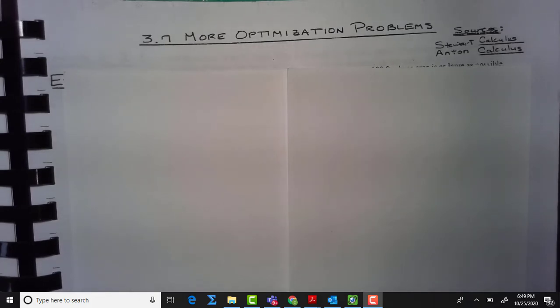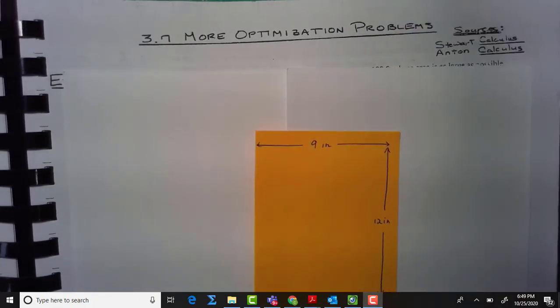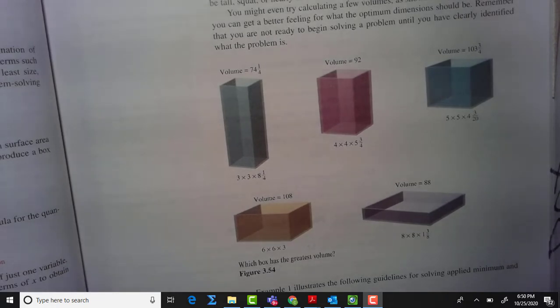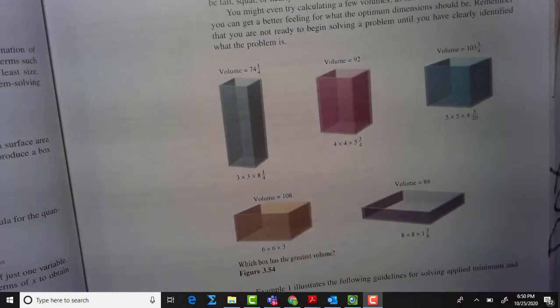So let us imagine a sheet of paper that's 9 inches by 12 inches, and we want to make a box out of it with an open top. Here are several ways that box could turn out, depending on how we cut the sheet of paper. As you can see, they all have different volumes. And short of actually cutting a bunch of boxes to find the different volumes, perhaps we could use some calculus to find what dimensions would give us the greatest volume.